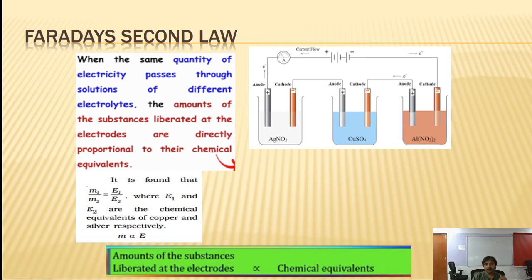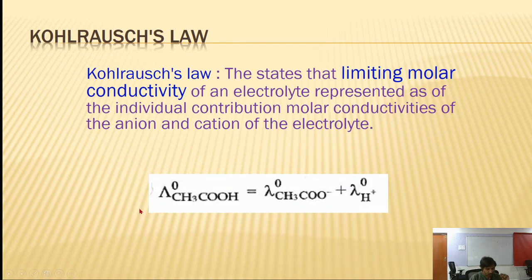So, from this statement, we are getting the relationship as m1 by m2 is equal to e1 by e2, since the same amount of charge is supplied through different kinds of electrolytic solutions. Okay, we are getting the relationship: amount of substance liberated at the electrode is directly proportional to chemical equivalence. Now next, Kohlrausch's law.